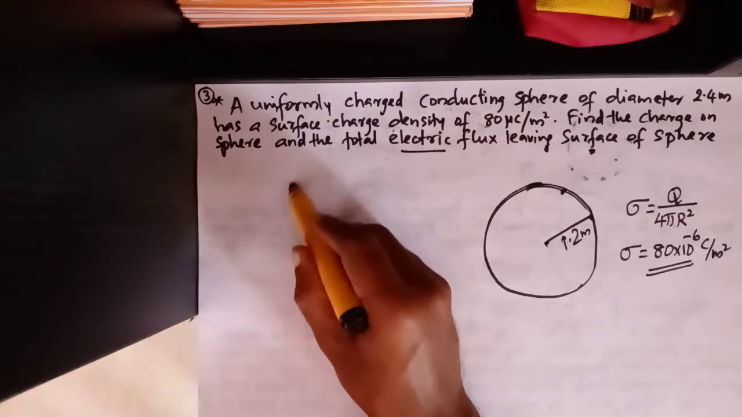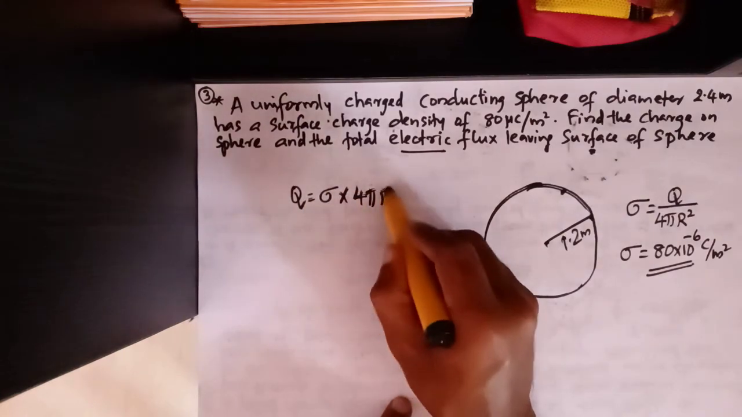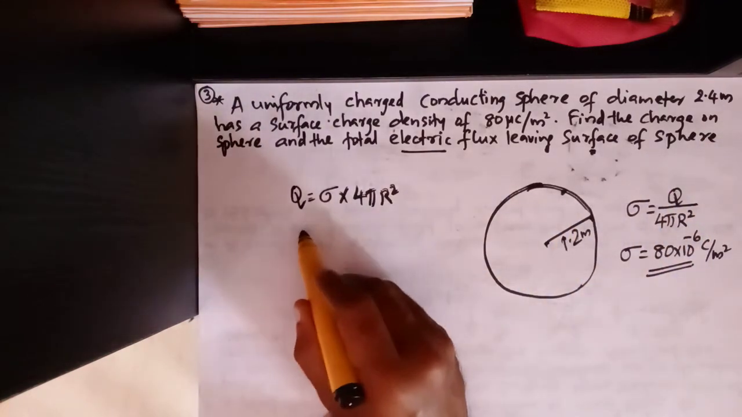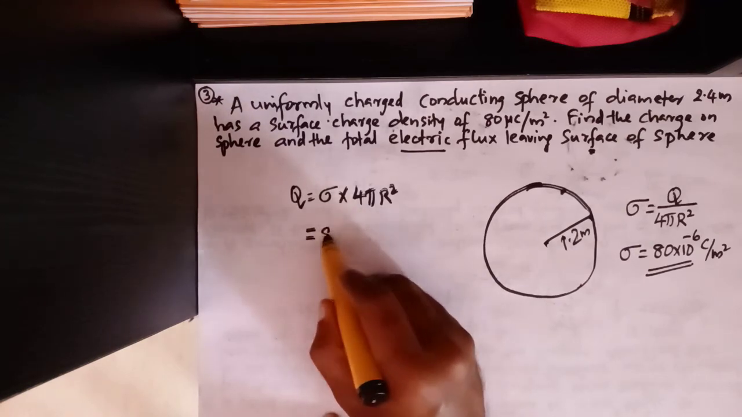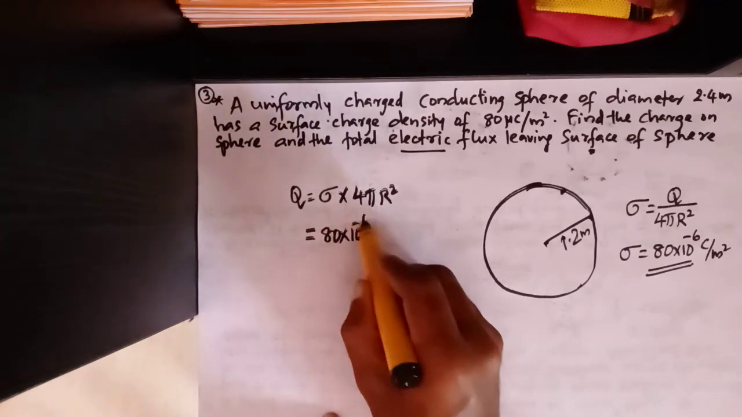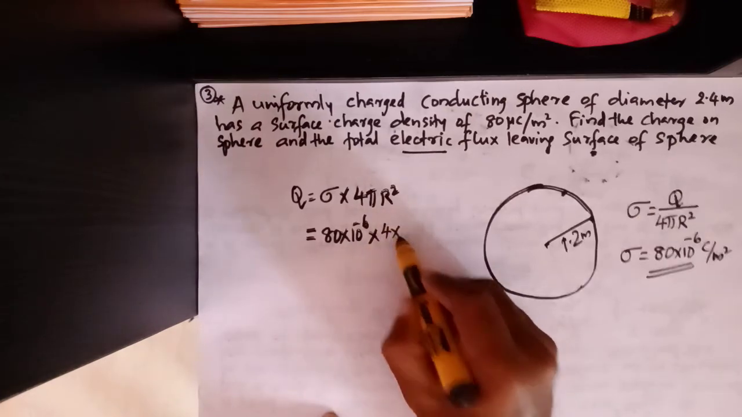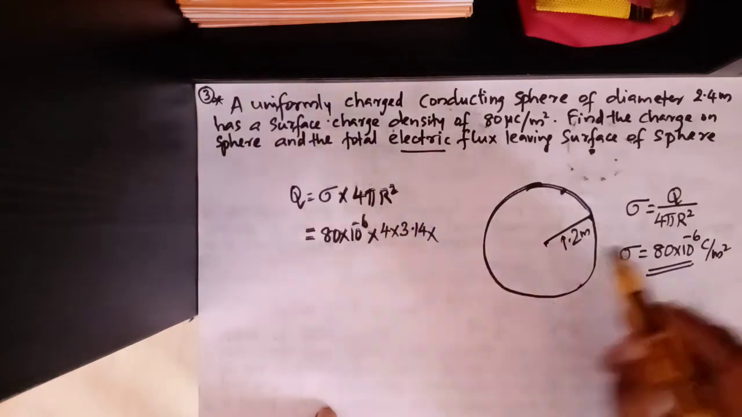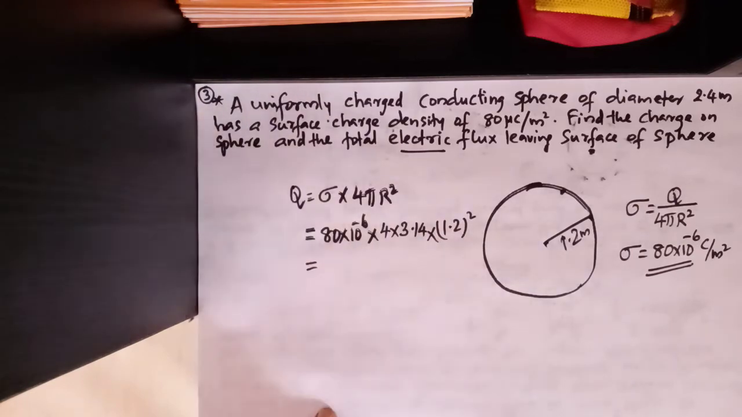So what is charge? Charge q is equal to charge density into 4 pi r square. And what is the radius of the sphere? 1.2 meters. So when you substitute, sigma has a value 80 into 10 raised to minus 6, into 4 pi. 4 into, I'll say, 3.14, into square of the radius. Square of radius is square of 1.2. So we are going to find the charge.